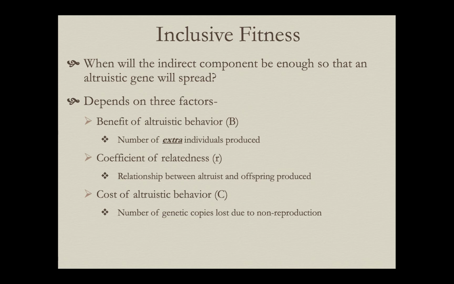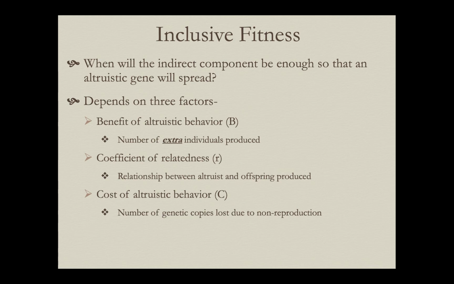B is the number of extra individuals that are produced given that you helped, that you provided the altruistic behavior. But the real key here in doing these calculations is it's the extra individuals above and beyond what the individuals you're helping could have done on their own. Now you're going to take this number and do a correction factor that's associated with the coefficient of relatedness. This is the relationship between the altruist and these extra offspring that are produced.